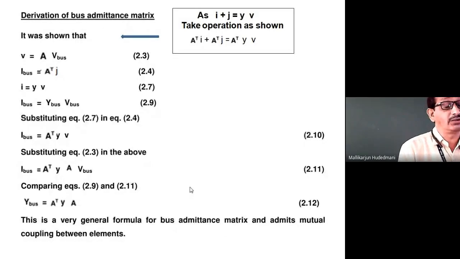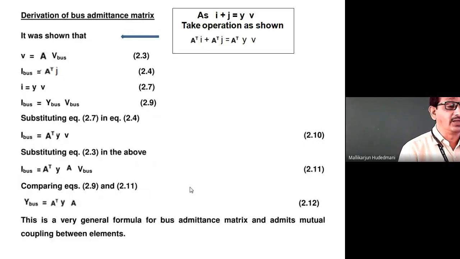If I have been given a problem of a given electrical network, and I am asked to obtain Y bus of that given problem, then I will be using this equation. What is that? Y bus equals A transpose into Y into A, where A stands for the reduced incidence matrix of that given problem.